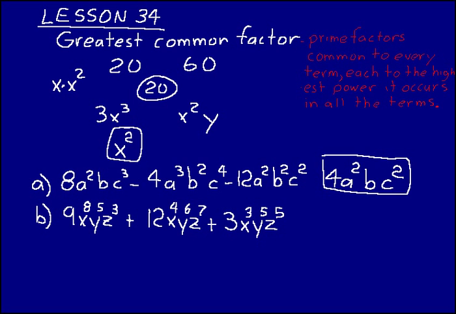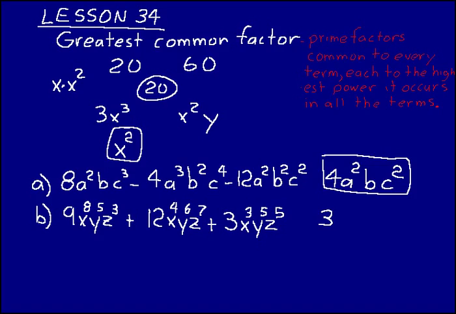Look at practice problem B. We have three terms again. We want to find the greatest common factor between these three terms. Let's look at their numbers that they have for coefficients first, the 9, the 12, and the 3. And we see that they all have at least a 3 in common. And that would be the greatest common factor as well. So we write down a 3 for the coefficient.